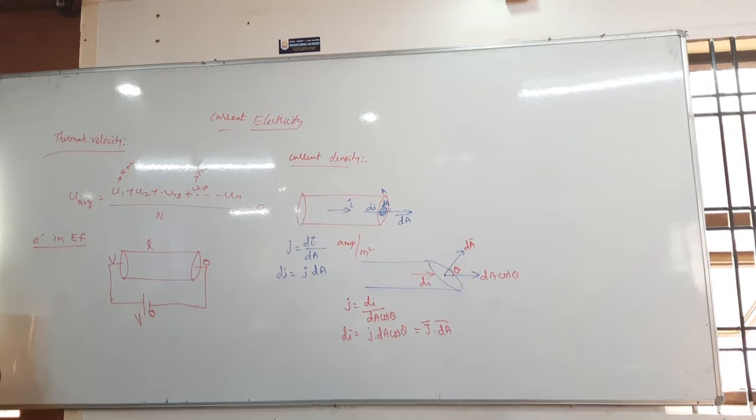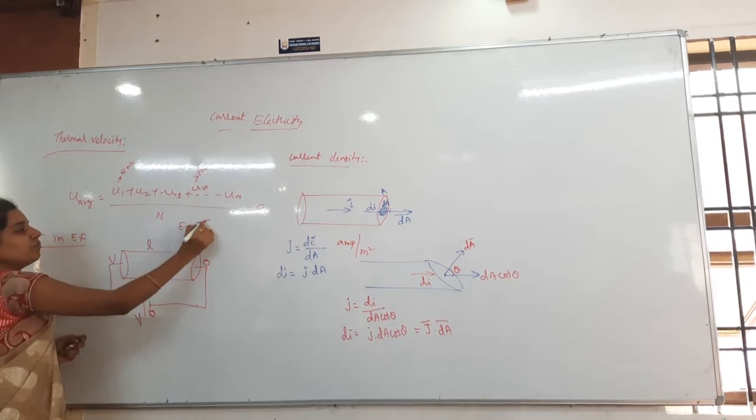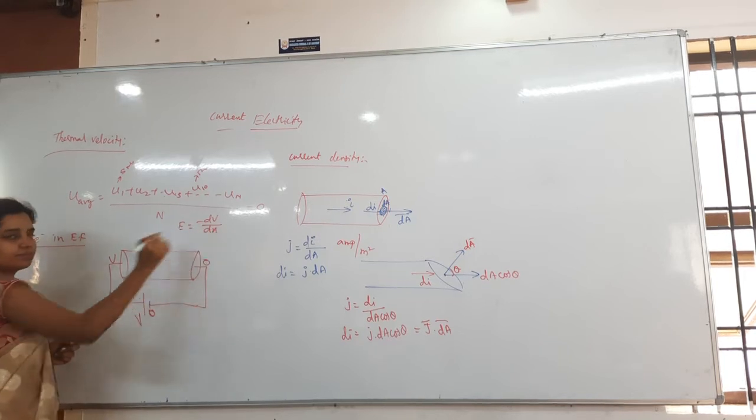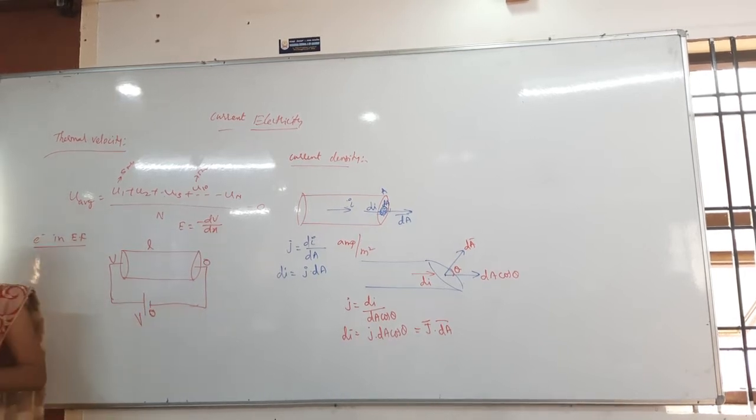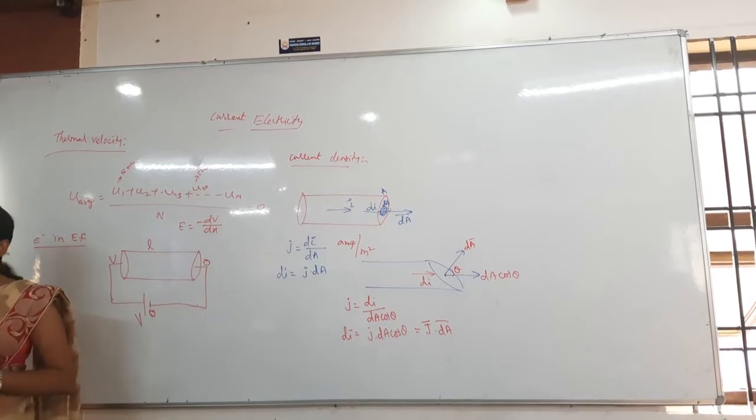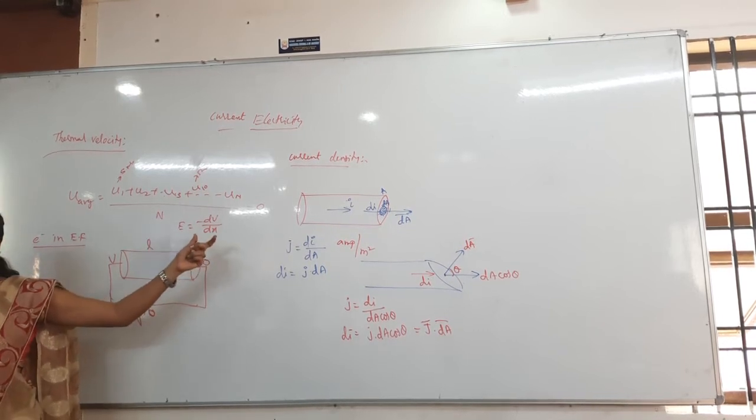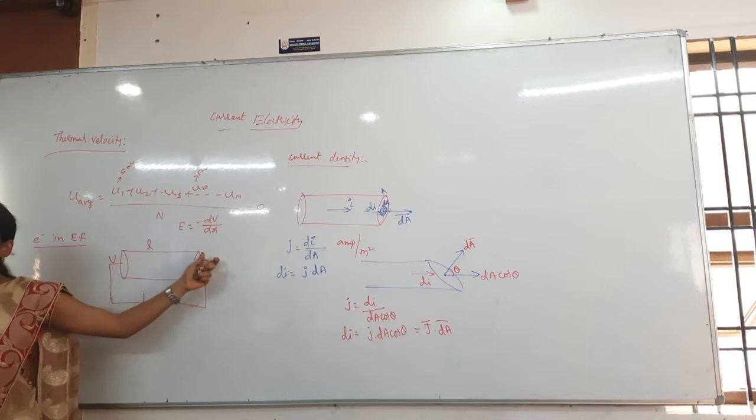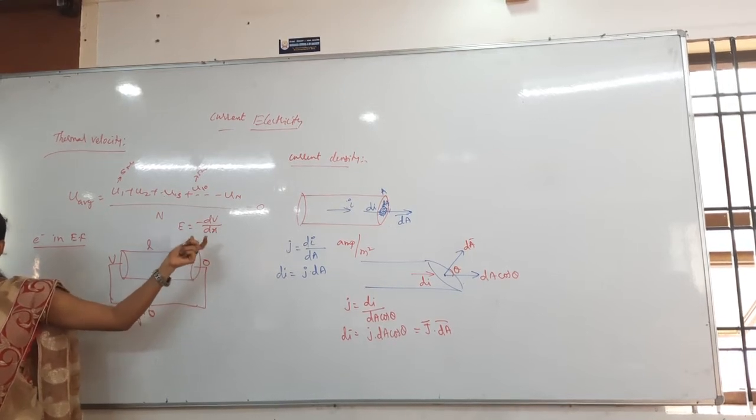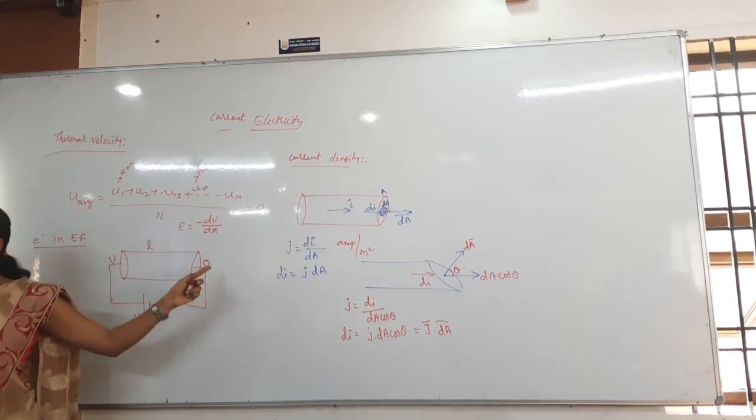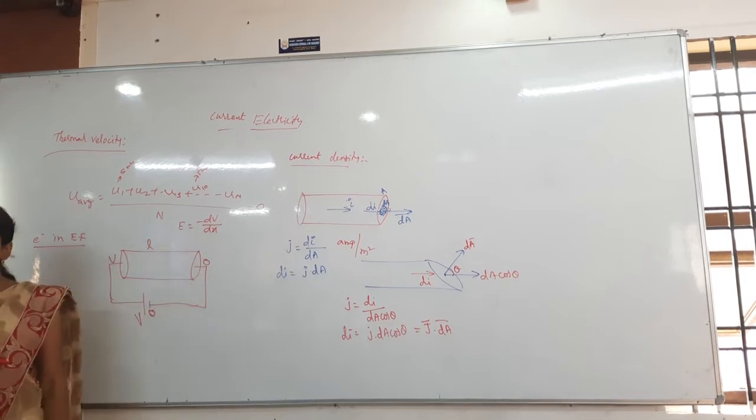Electric field. Electric field, not the current. What is the electric field formula in terms of potential? E is equal to minus dV by dx. The electric field is represented as the negative potential gradient. Very, very important, questions based on this have come many times. Here dV by dx indicates the potential gradient. Electric field is nothing but the potential gradient.